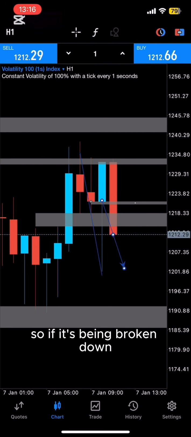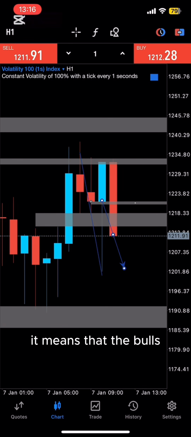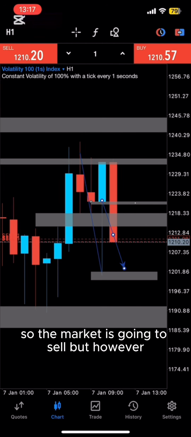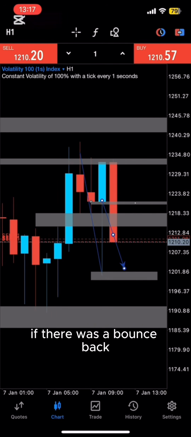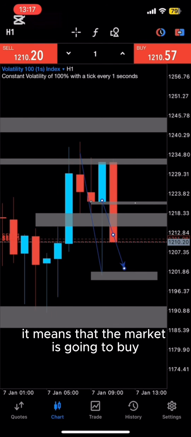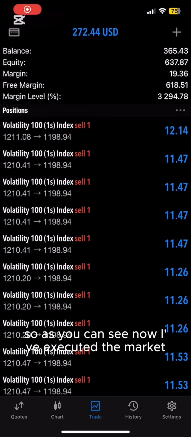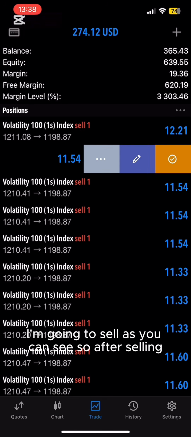So if it's being broken down, it means that the bulls are being overpowered by the bears, so the market is going to sell. However, if there was a bounce back, it means that the market is going to buy. So as you can see, now I've executed the market. I'm going to sell, as you can see.